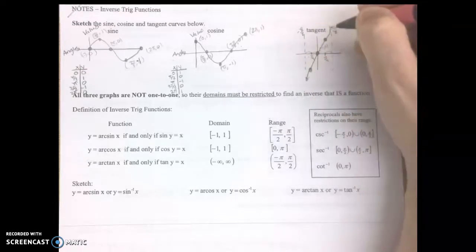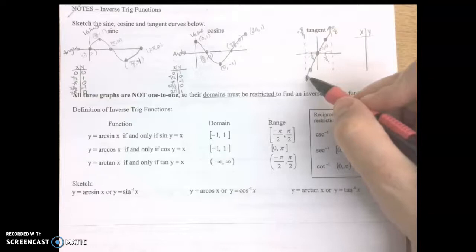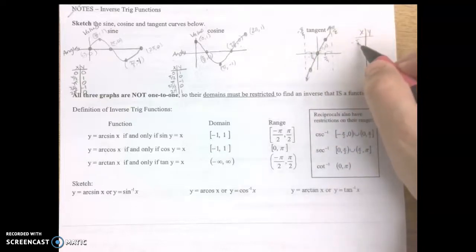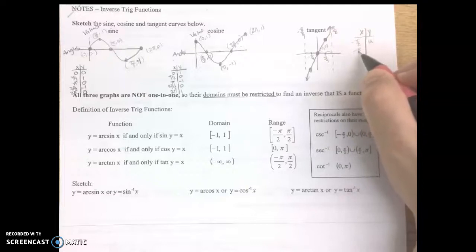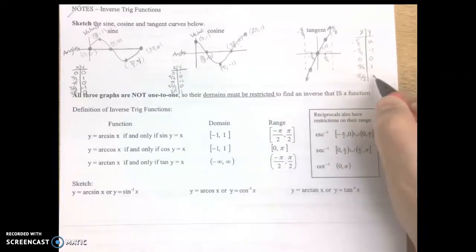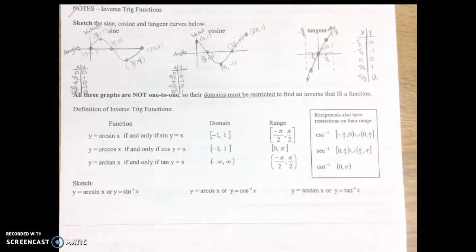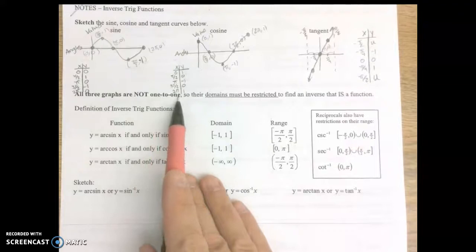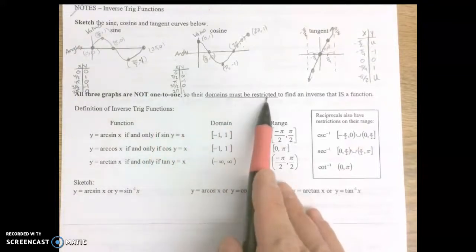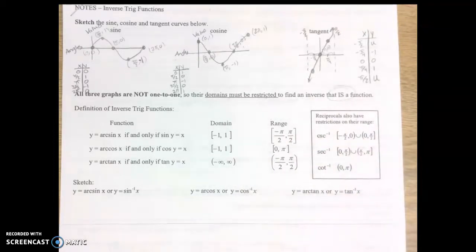So here was our tangent function. So we have x, y. When x is negative pi over 2, it's undefined. At negative pi over 4, it's negative 1. At 0, it's 0. Positive pi over 4 is 1, and positive pi over 2 is undefined again. Okay, so it says all three graphs are not one-to-one, so their domains must be restricted to find an inverse that is a function. So remember, it always has to pass the vertical line test.